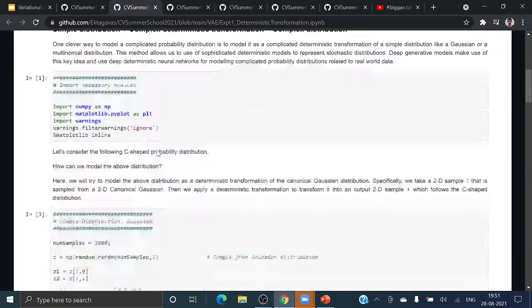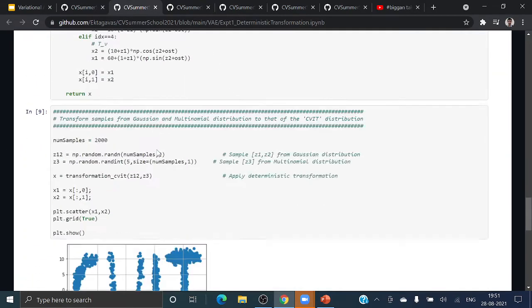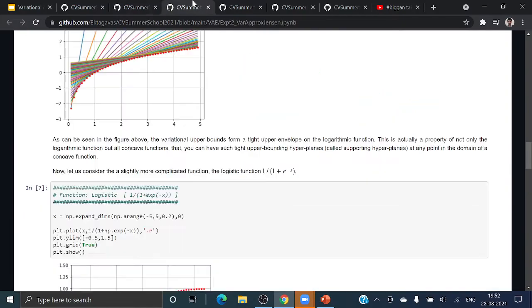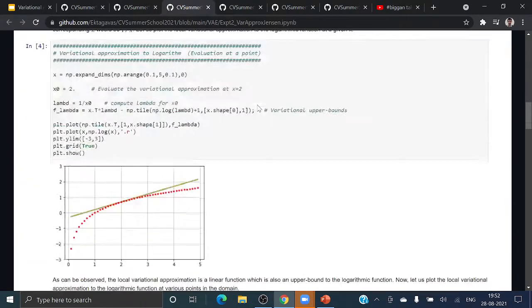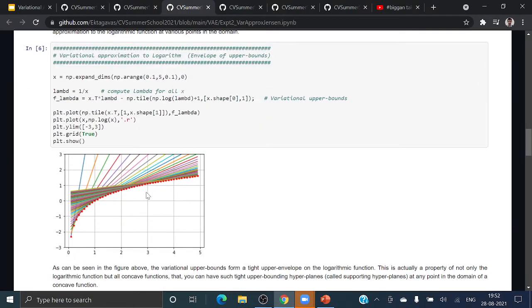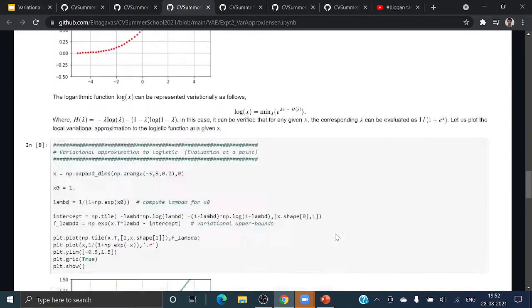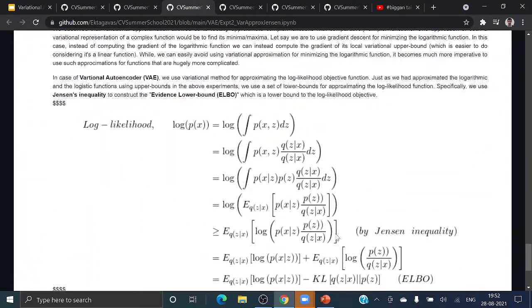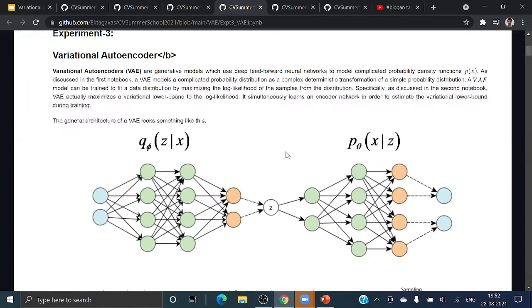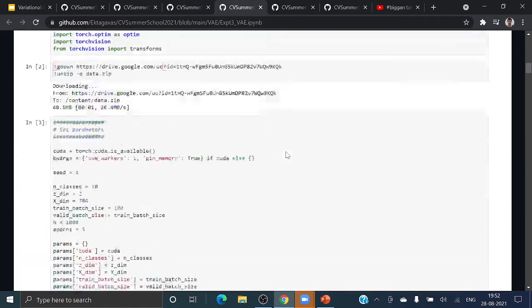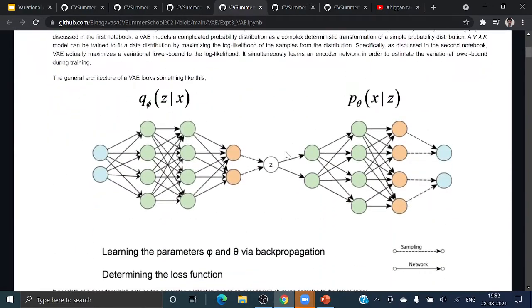And we have 5 different Colab notebooks. The first one just shows how one distribution can be mapped into another. The second one shows what the variational lower bound is, and how we compute the loss for the neural network. So the loss computation is non-trivial, and we can take a look at how variational autoencoders compute loss.